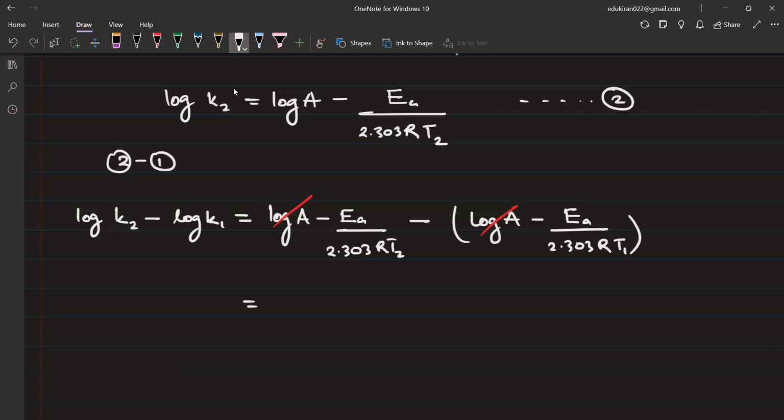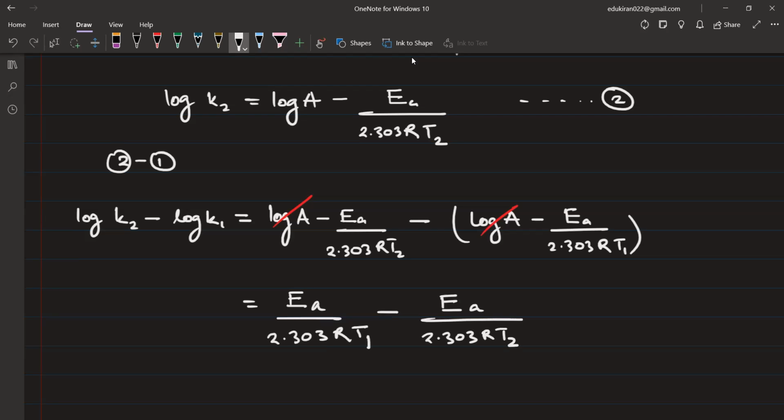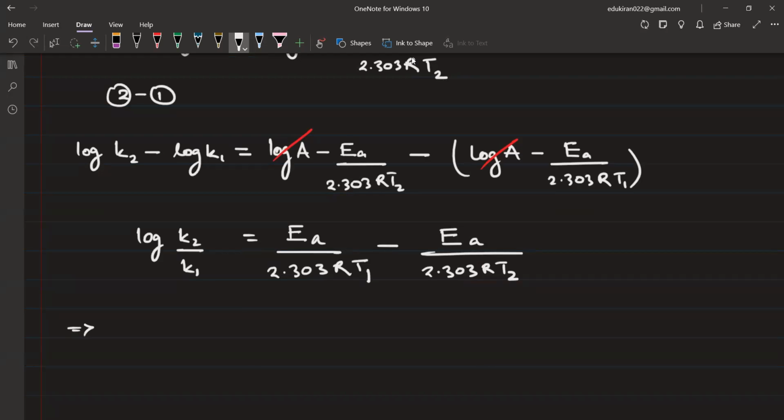Log A and log A will cancel. You can open it up. Now this minus and this minus will become plus. So I will write EA upon 2.303 R T1 minus EA upon 2.303 R T2, and log K2 minus log K1. This will become log K2 upon K1. Now we can further write this equation as log K2 upon K1 is equal to EA upon 2.303 R into 1 upon T1 minus 1 upon T2.